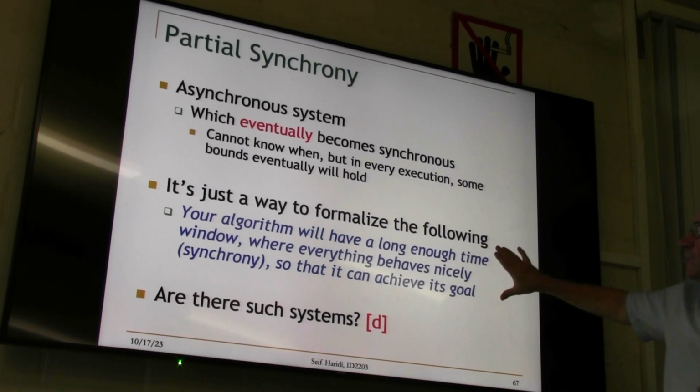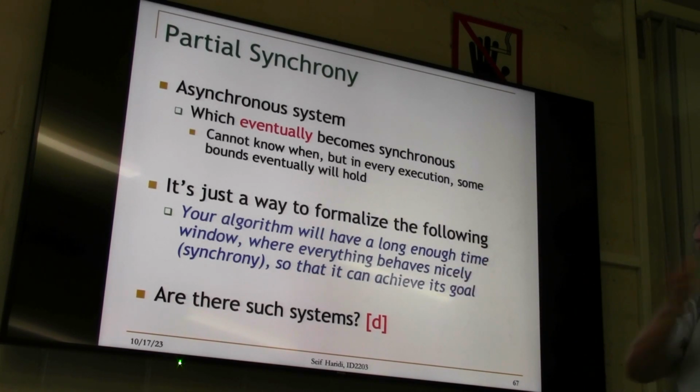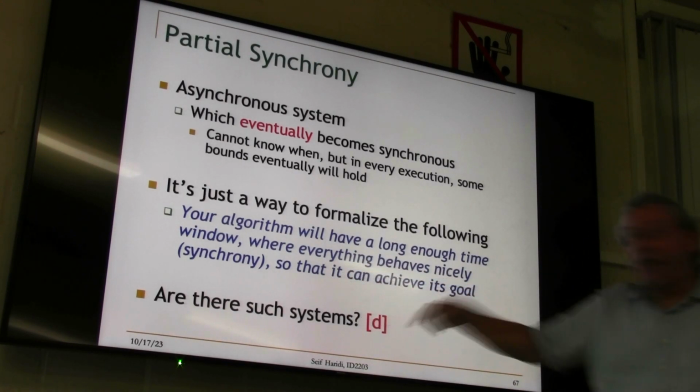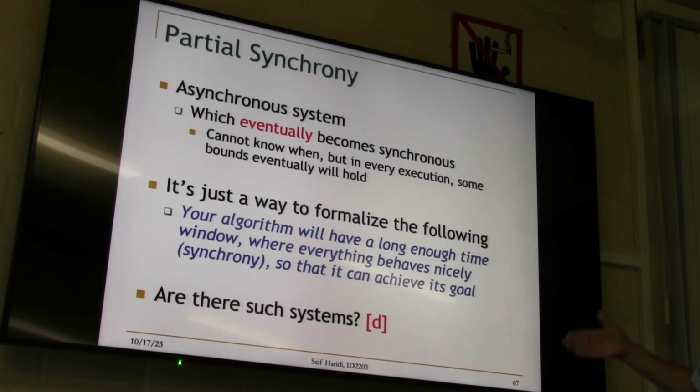You can see it's kind of an exercise in vagueness, huh? But there's an intuition there. So your algorithm takes some time to run. So in some time window it runs, but in this window it's running in a certain space. So you can say it's actually behaving nicely in this time window. That means nice means it's synchronous, and so that it can achieve its goal. And so you can assume that there are bounds. Okay? So are there such systems? Well, yes, luckily there are.